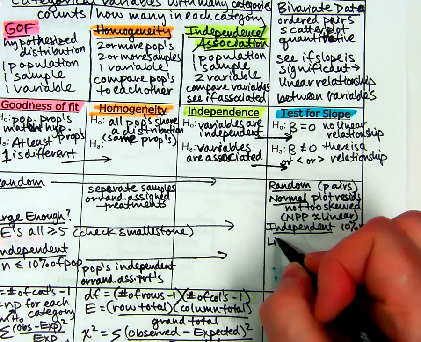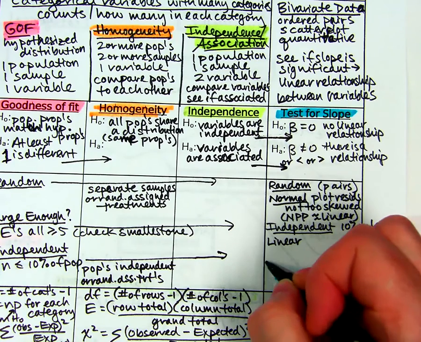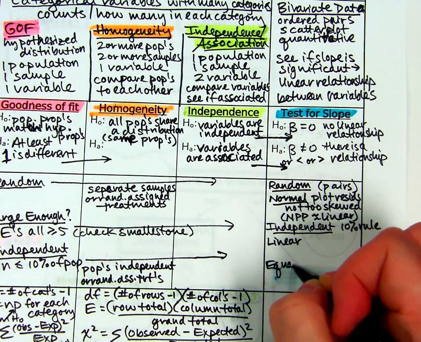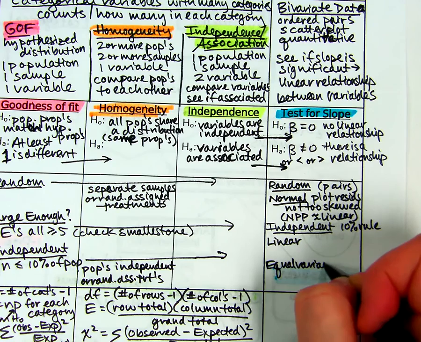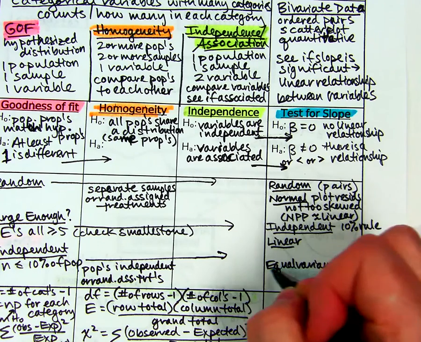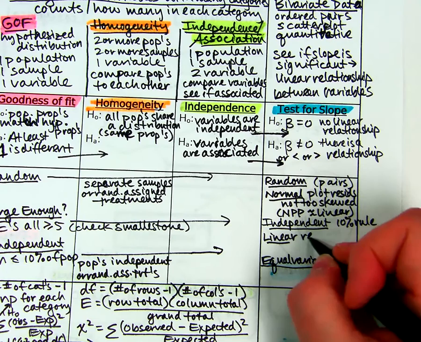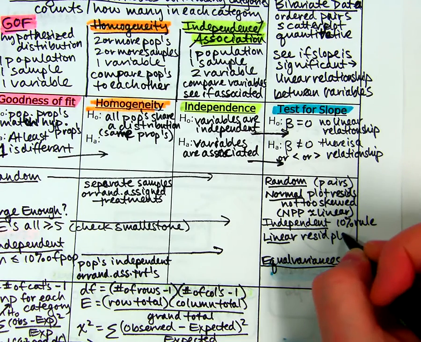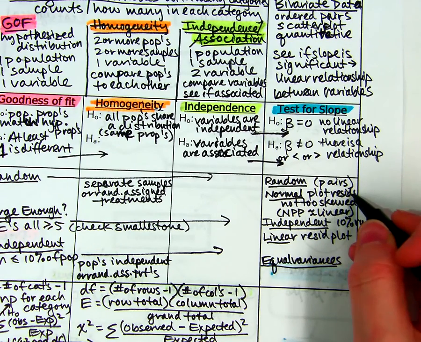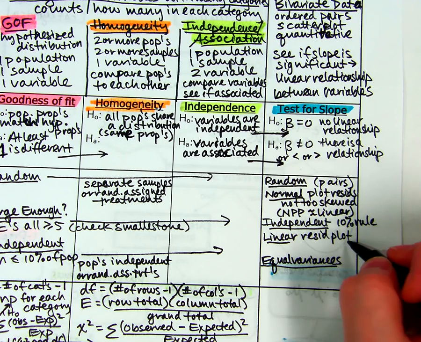Linear and equal variances are the last 2. So remember, for both of these, you look at the scatter plot or possibly the residual plot. Usually the residual plot shows it more clearly. Not the same as a plot of residuals. A plot of residuals is like a dot plot or a box plot or a histogram, and a residual plot is a scatter plot of residuals.